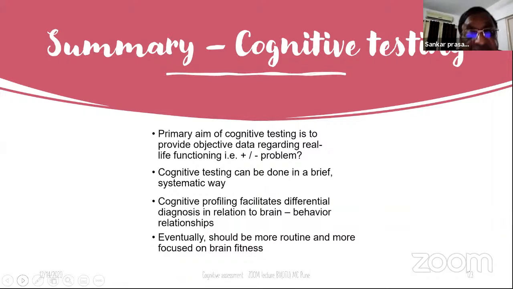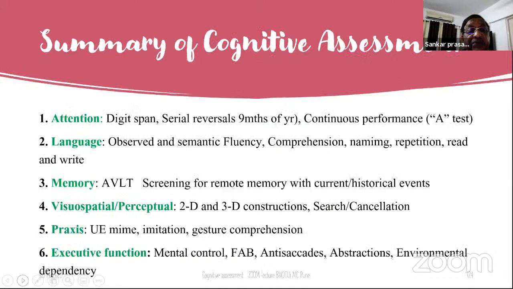So, summary of cognitive testing. The primary aim of cognitive testing is to provide objective data regarding real life functioning. The cognitive testing can be done in a brief systematic way, and it facilitates differential diagnosis in relation to the brain, and eventually should be more routine and more focused on brain fitness. So we have to learn most of these things. We learned about attention: we should do digit span, serial reversals of months of a year, the continuous performance A test which I showed you, and we have to look at semantic fluency and category fluency, comprehension, naming, repetition for language, and AVLT for memory.